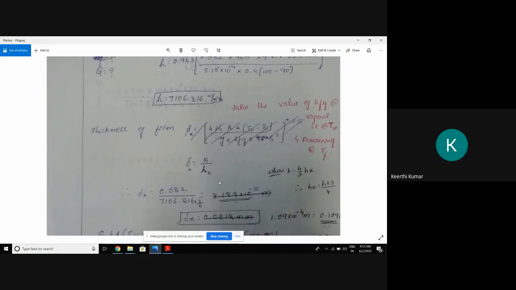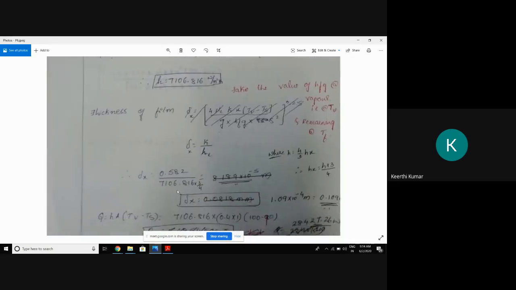Substitute this HX back in this. So delta X is equal to K by HX. If I do that, I will get the value of delta X as 1.09 into 10 to the power of 4 meters. This is the thickness of the film condensed at the bottom of the plate. Either I can find this by using this equation, or by using the other equation. You'll get the same answer in both methods.